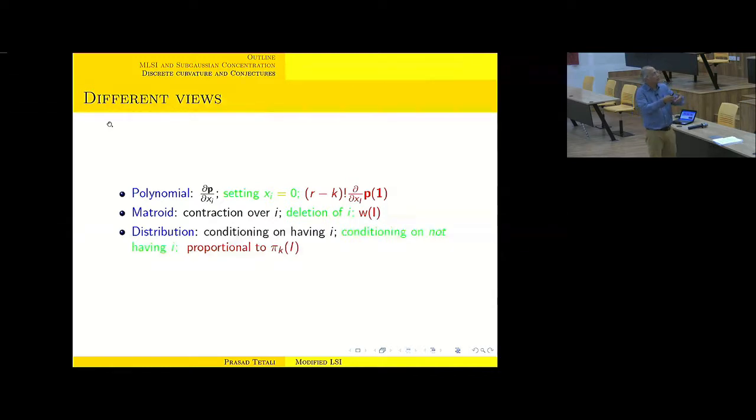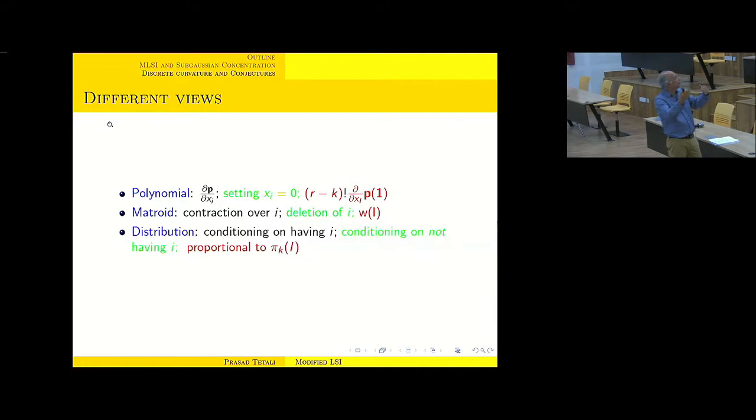Contraction means you take an independent set, or start with a basis. So you pick your favorite element. All bases that contain that element correspond to bases of another matroid called the contraction matroid. Basically, you take that one for granted. Okay? So taking the derivative is like taking that element for granted. In terms of probability distribution, it's like conditioning on having I. So you assume that you always have I.